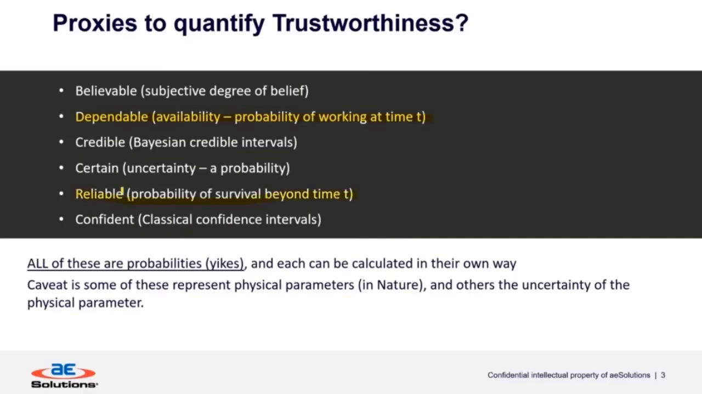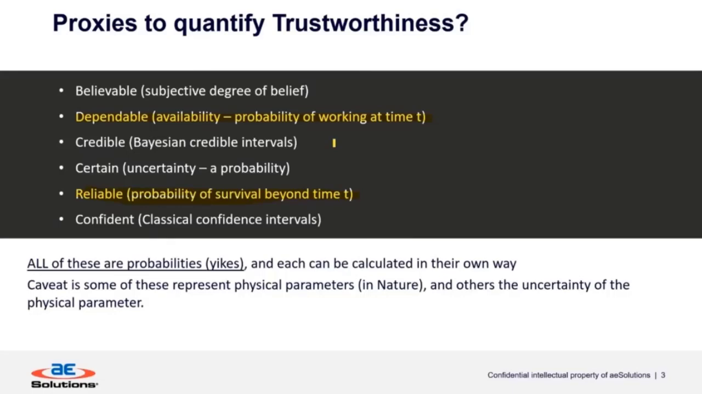Another proxy here for trustworthiness, we would say, is reliability, which is the probability of survival beyond time t. That's also a probability that we could use to define trustworthiness and to quantify it. And so really all of these words here with their own quantitative proxies can be used to somehow get at the idea of trustworthiness. And these are things we already have in our toolkit, on our tool belt, that we can use.